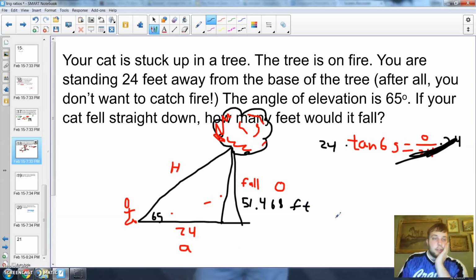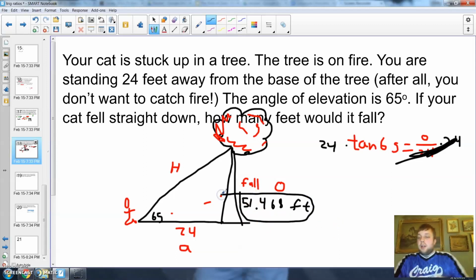The angle of elevation. If your cat fell straight down, how far would it fall? Don't forget, if it's a story problem, then you put a label on it. Make sure you put a label on it. And it is 51.48 feet.